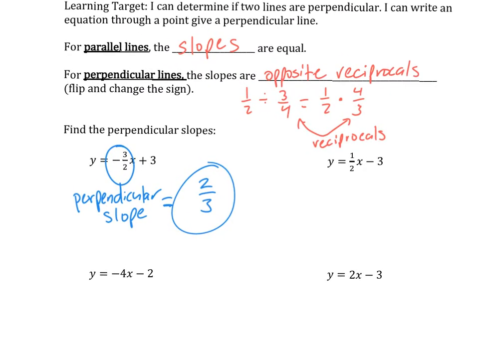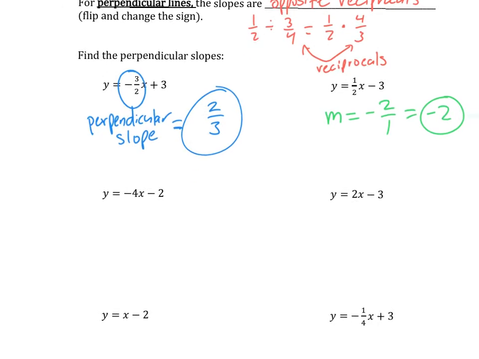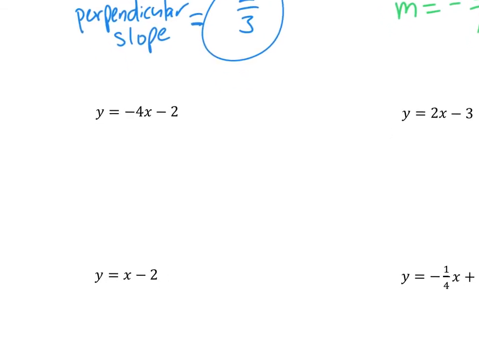For this next one, our slope here is 1/2. So our perpendicular slope is going to be -2/1, and we'll simplify that to just -2. For this next one, we have y equals -4x minus 2. -4 is our slope here, but that's really -4/1. So if we're going to find the opposite reciprocal, first the opposite is going to be positive, and it's going to be positive 1/4. That's our slope for that one.